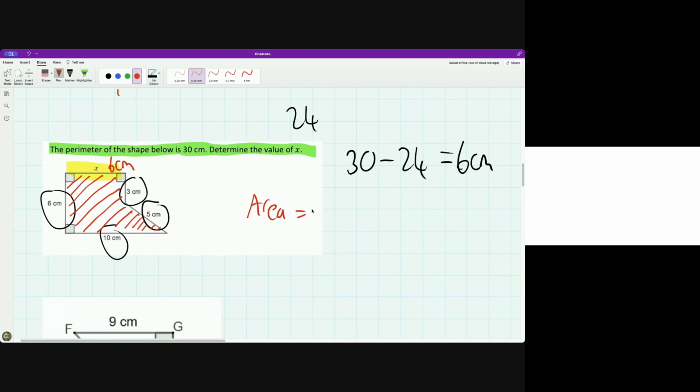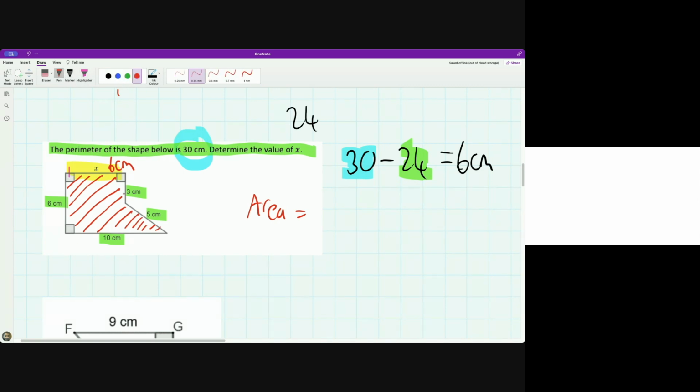Naledi's asked, sir, please explain how we got 6. So, Naledi, what I did was I added up 3 plus 5, which is 8. Then 18 gives 24. So the green things give me 24. But it said the perimeter of the shape is 30. So then I go 30 minus 24, which is 6, which means that the yellow bit has to be 6. Did that help, Naledi? Perfect. Thank you for your question.